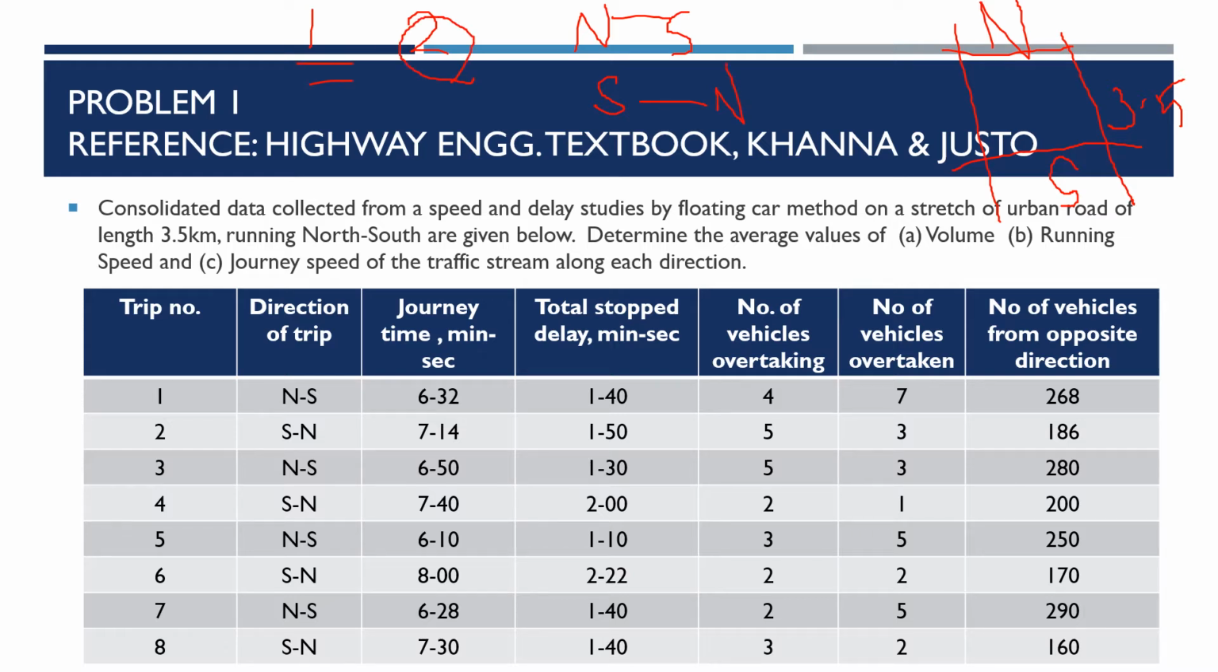This is a round trip. Now you are asked to calculate average values of volume, running speed and journey speed along each direction. So you need to consider each direction separately, north-south direction and south-north direction. Calculate volume, that is Q, for which we do have an equation, and speed. So we do have an equation for average travel time, right? If you know the travel time, then you can calculate speed, because the length is given: distance divided by time, you will get the speed.